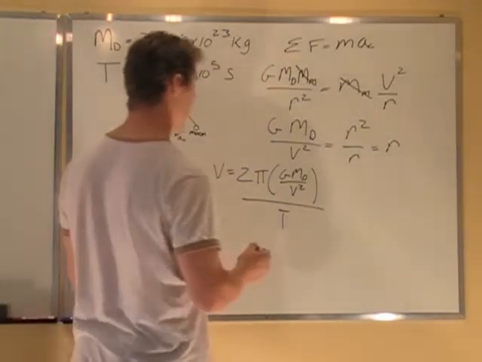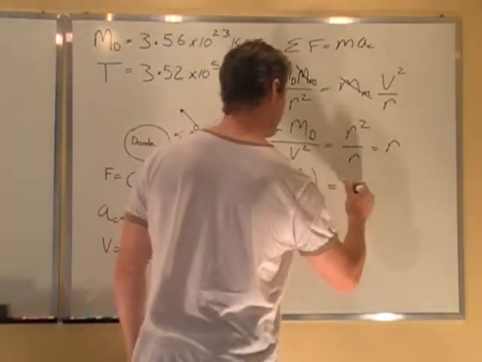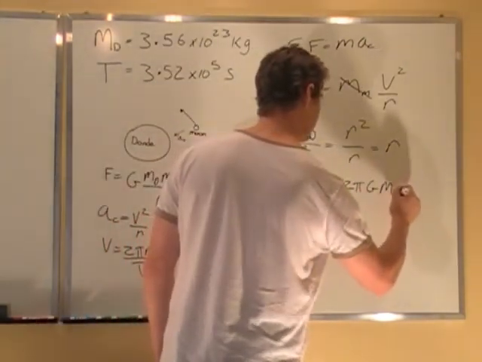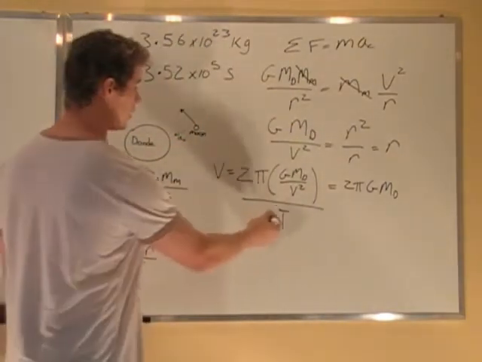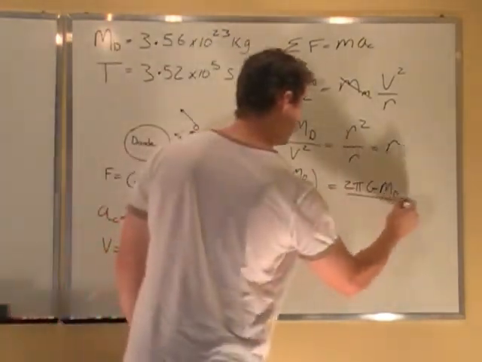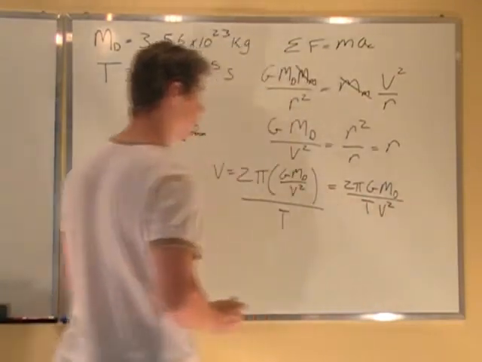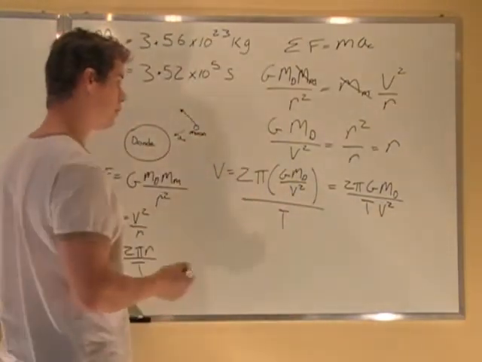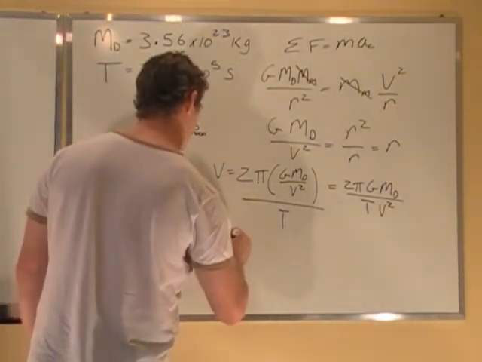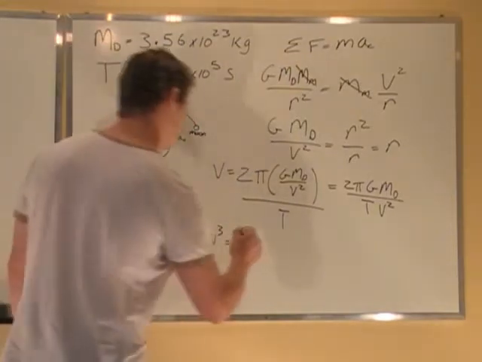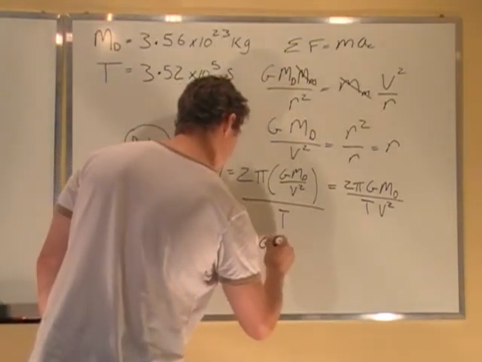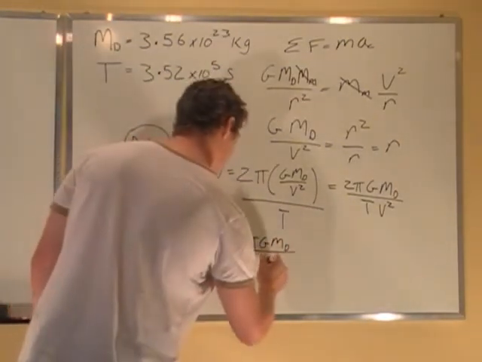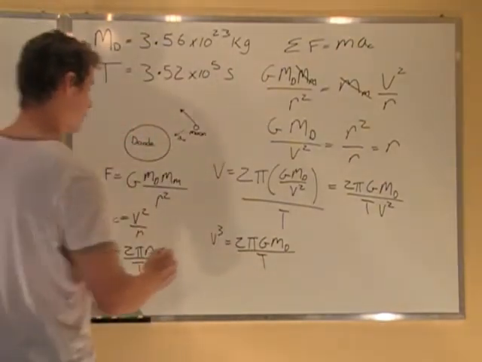Now I've got to simplify this a little bit. So we get 2 pi G M_D. T stays on the bottom of this fraction, so it's over T v squared. So now I have v equals this. I'm going to multiply v squared up here to give me v cubed equals 2 pi G M_D over T. So all I have to do is take the cube root of that.